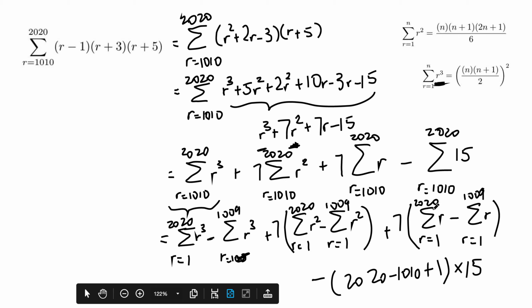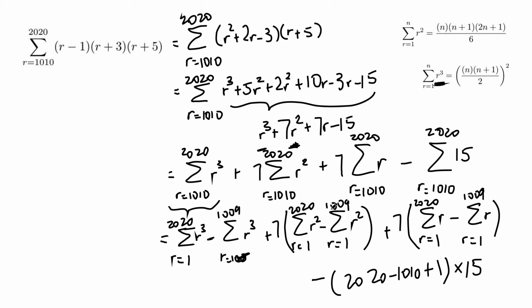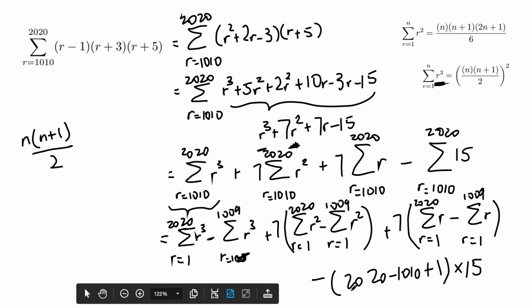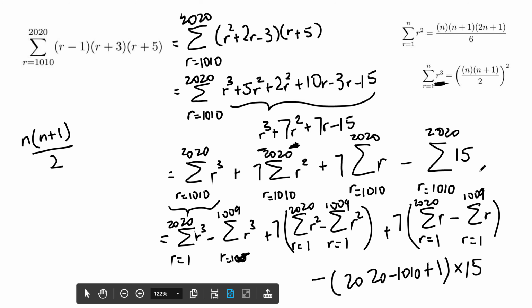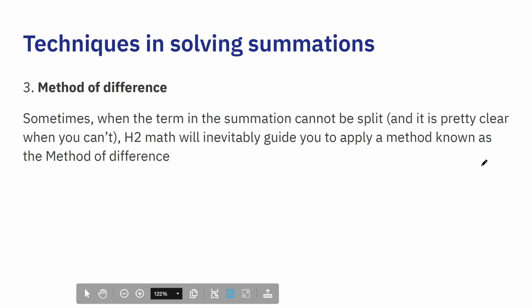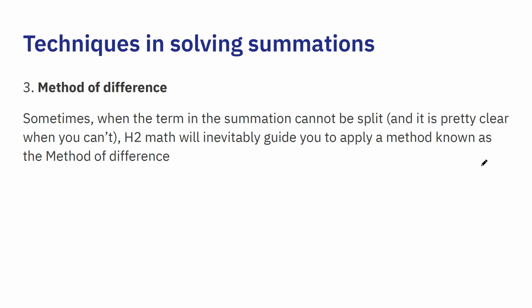As for the sum of the first 2020 numbers and the sum of the first 1009 numbers, this formula can be quoted. It is n times n plus 1 over 2. So this would be 2020 times 2021 over 2, and this would be 1009 times 1010 over 2. And the last part can be calculated as well. So that is how you find this super huge summation. This will take very long, so it is important to check your work after every single step and make sure you don't write any of the numbers wrongly. Okay, so let's move on to the last technique in solving summations.